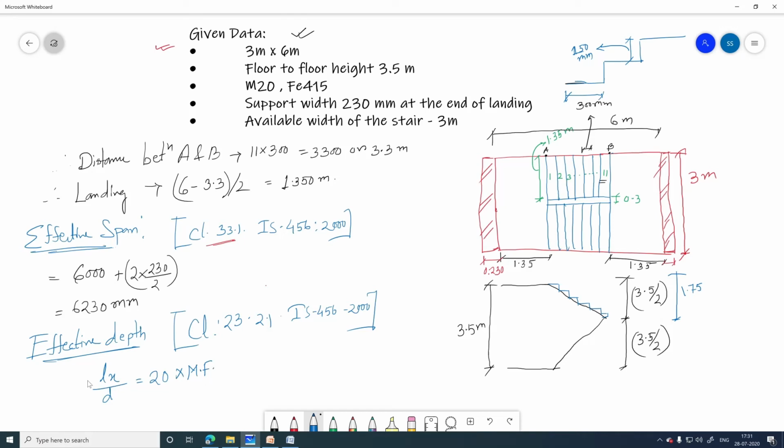Now, if we need to determine the value of this modification factor, we need to consider a PT value, right, that means the percentage of steel. So, here we will consider 0.3 percentage. Okay. So, let us go to clause number 23.2.1, and from there let us determine the value of d by putting the value of modification factor.